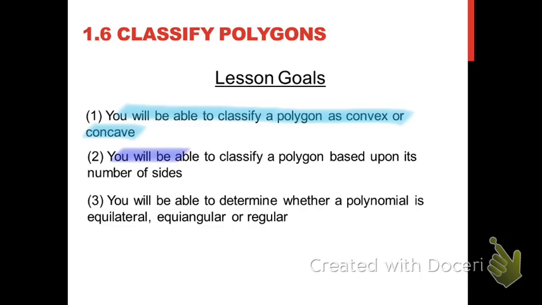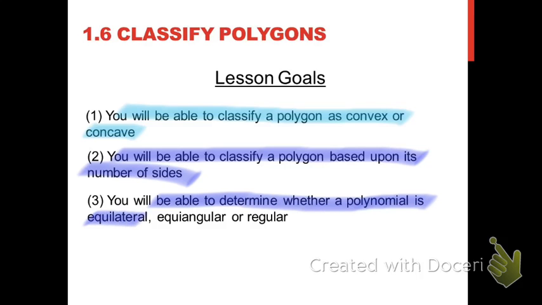You'll be able to classify a polygon based upon its number of sides. For instance, you probably know what a 3-sided polygon is and a 4-sided polygon already. We're going to learn some names for 5-sided, 10-sided, 12-sided polygons and so forth. And you will also be able to determine whether a polygon is equilateral, equiangular, or regular. Let's get right into this video lesson then.